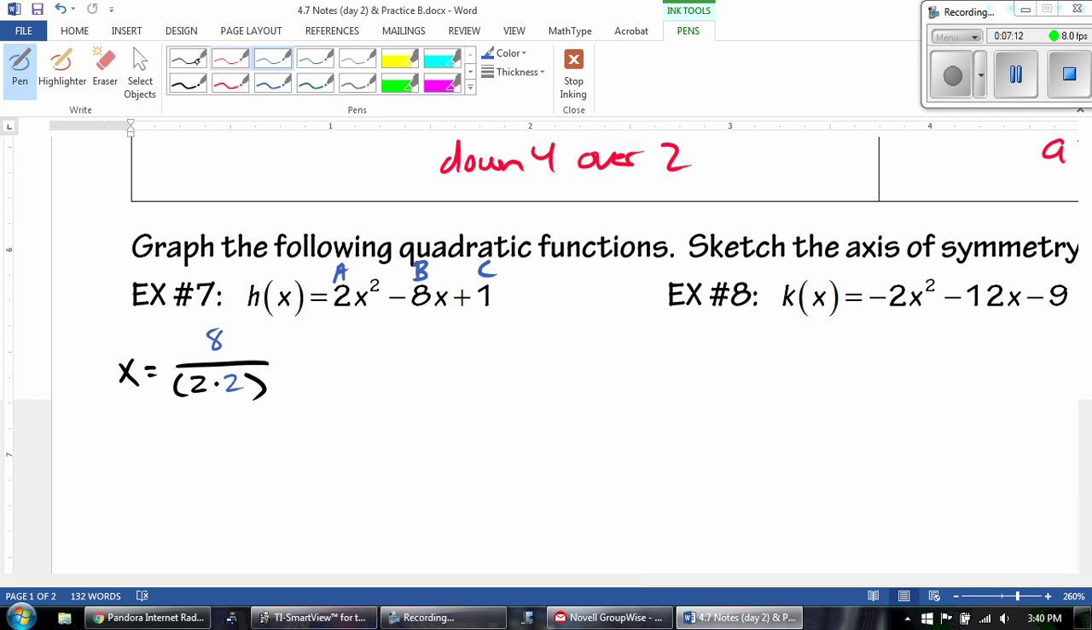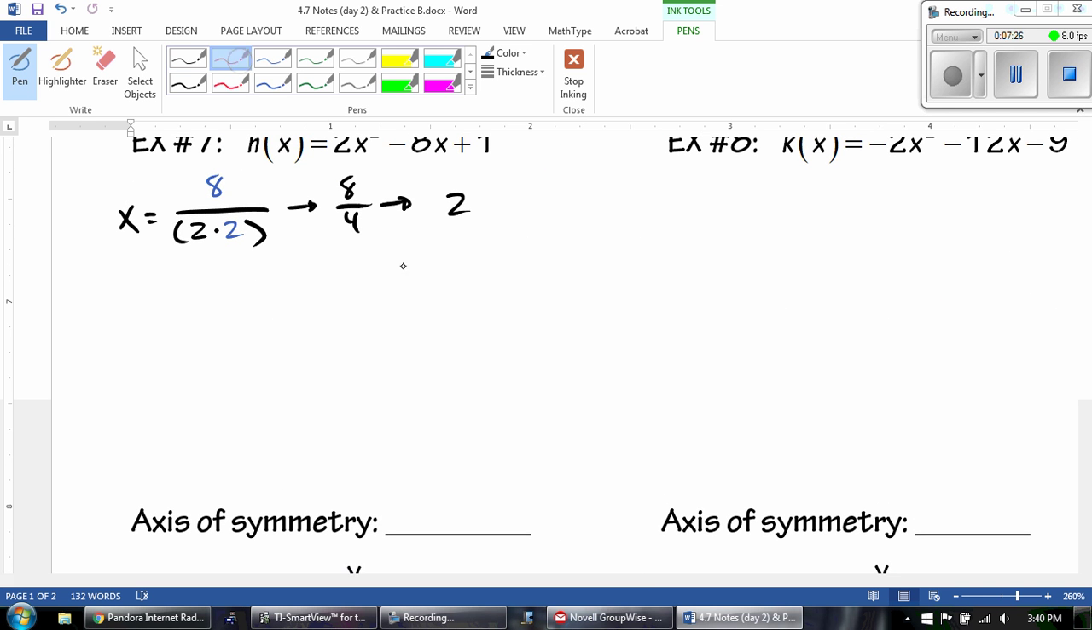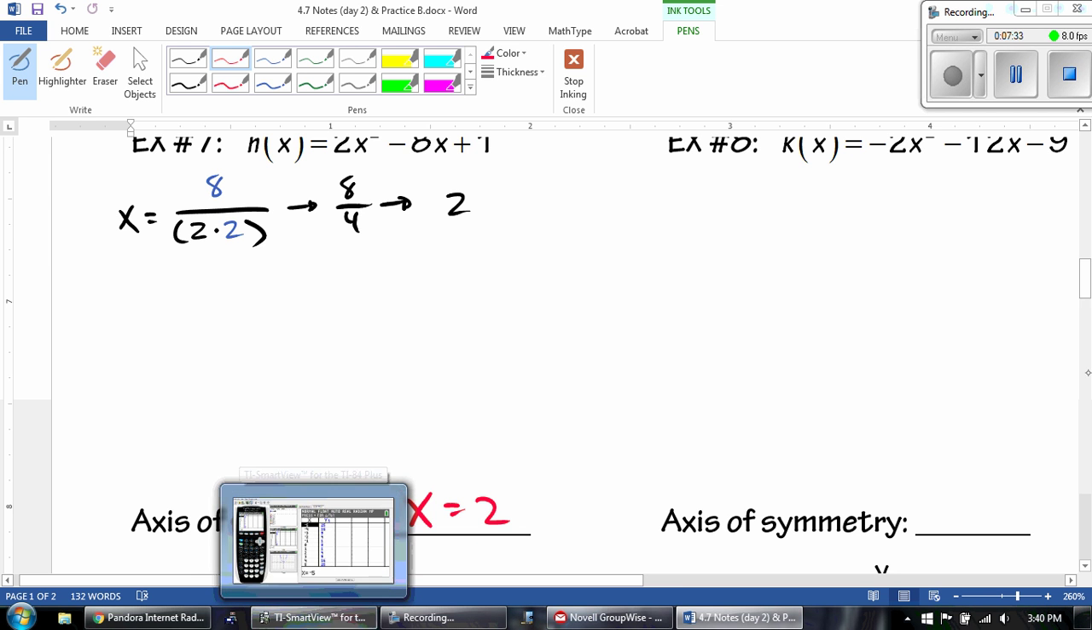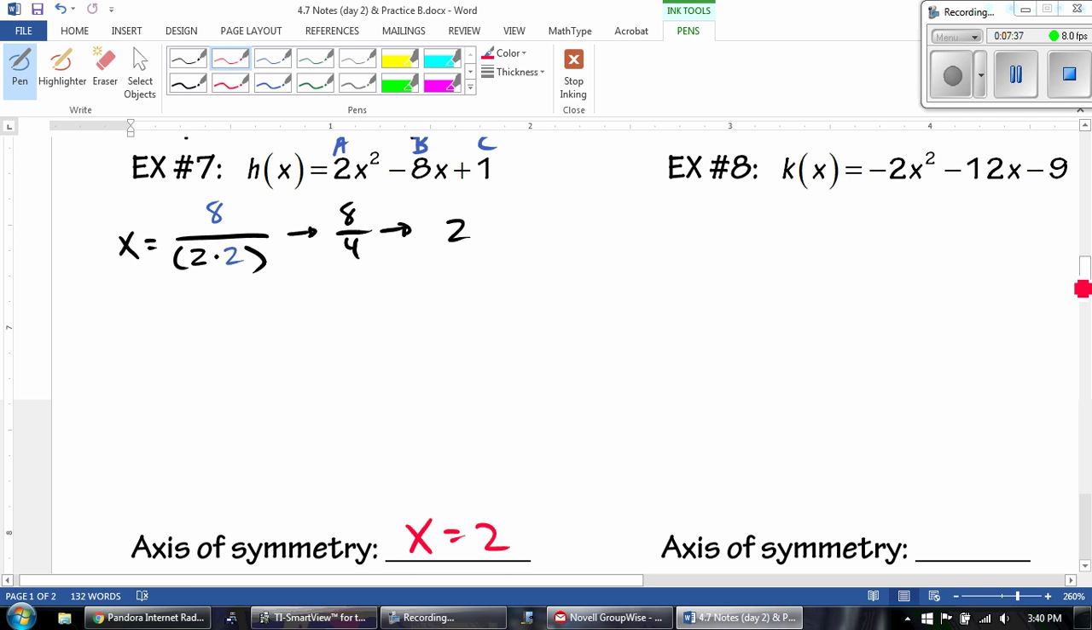And there we go. So we would have 8 over 2 times 2, which is 4, which is 2. Okay, now that 2 is important because when I come down here for the axis of symmetry, that's my equation, x equals 2. Now, after I find 2, I need to figure out what my vertex is.